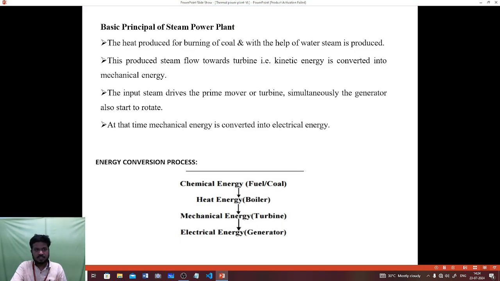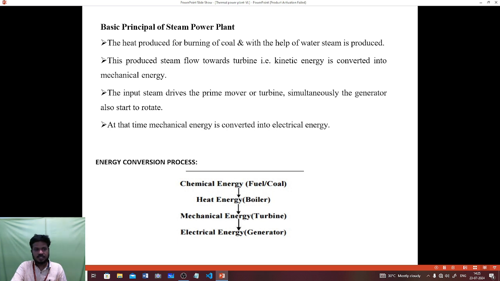The basic principle of a steam power plant, which is also called a thermal power plant: the heat produced by burning coal is used to produce steam from water. This steam flows towards the turbine, where kinetic energy is converted into mechanical energy.